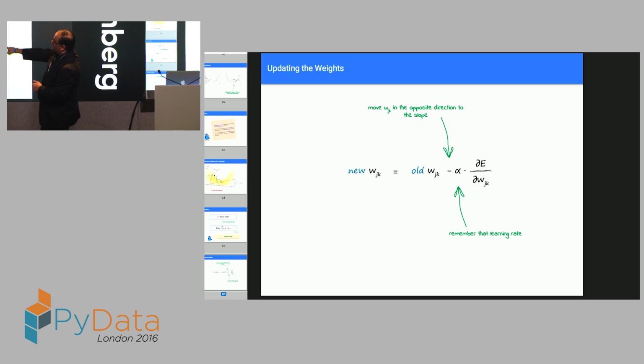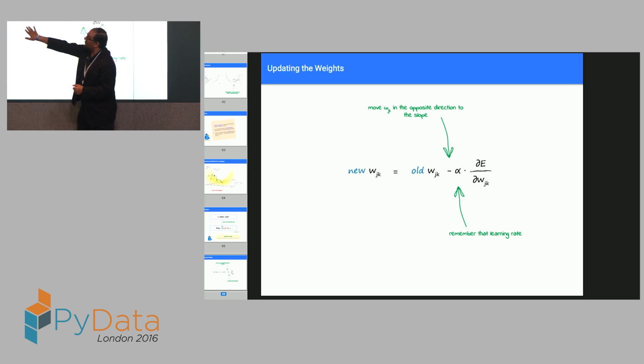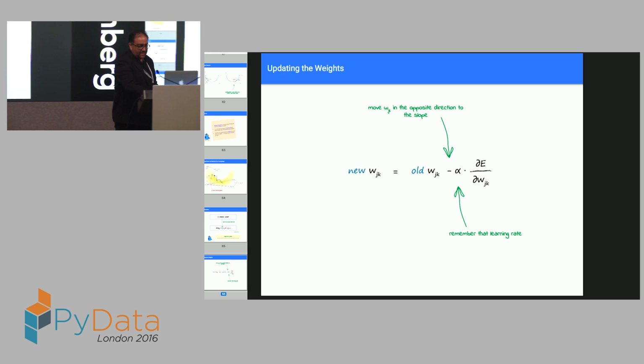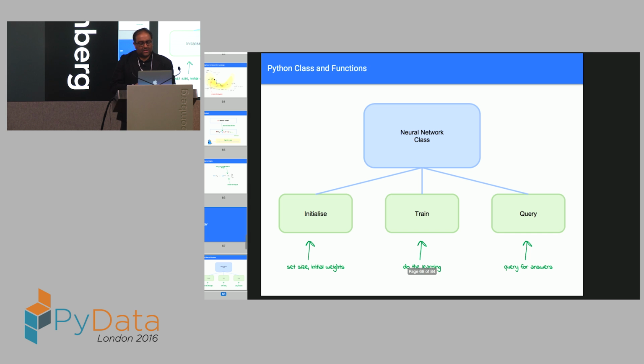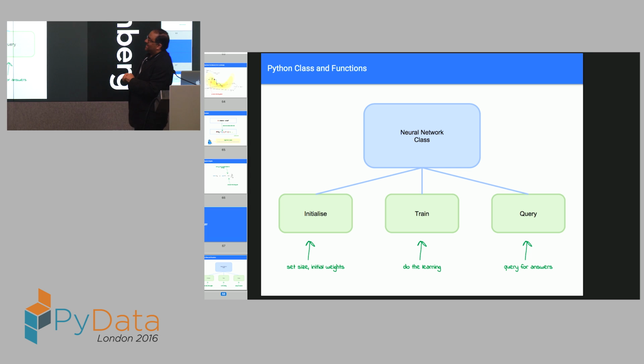Once we've got that expression, we change the weights. The old weight is adjusted to a new weight by following the opposite direction of that slope. And we've not forgotten the learning rate. So if we wanted to do this ourselves, that was a theoretical kind of background there. It wasn't that hard, was it really?